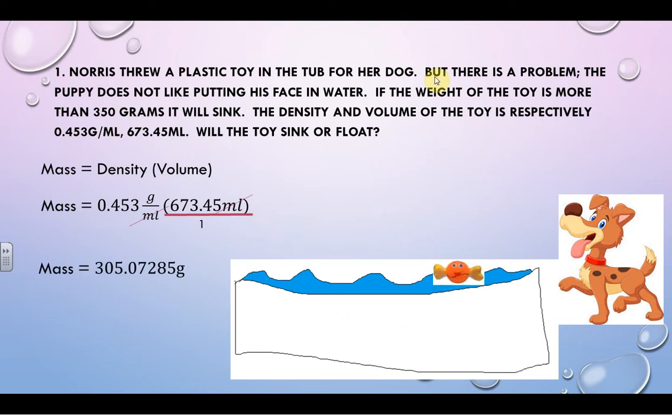So what's going to happen? It's going to float, because 305 whatever grams is less than the 673 it's going to take to sink. So it's going to float.